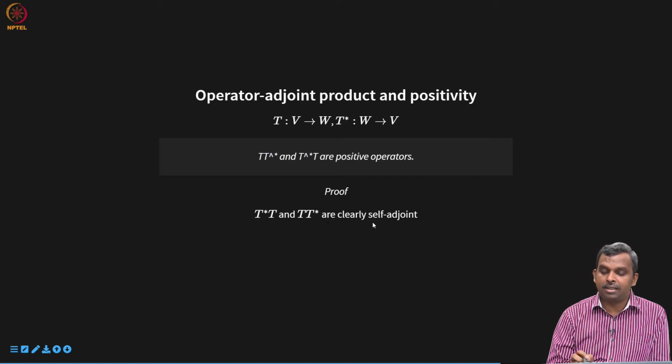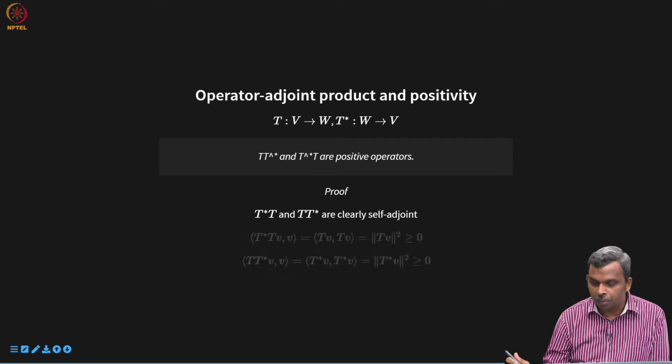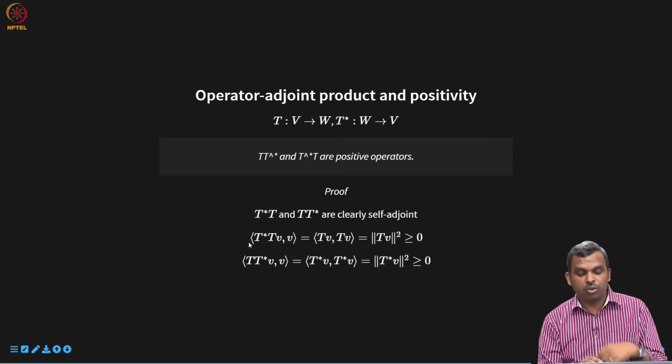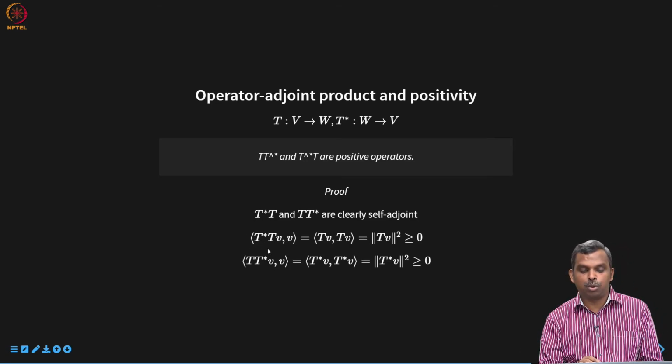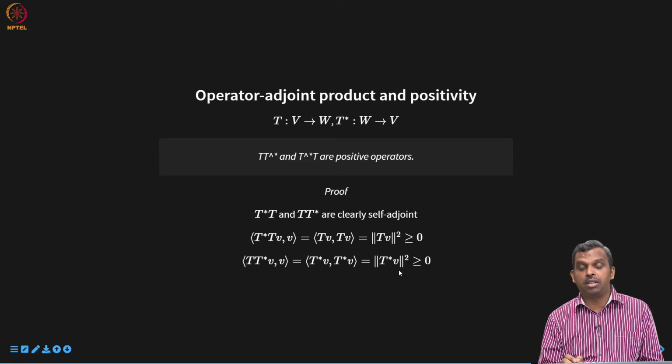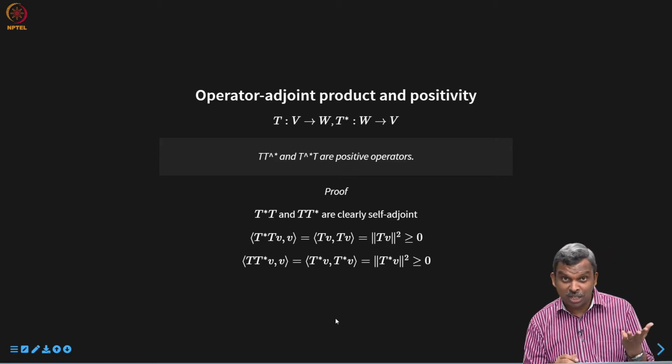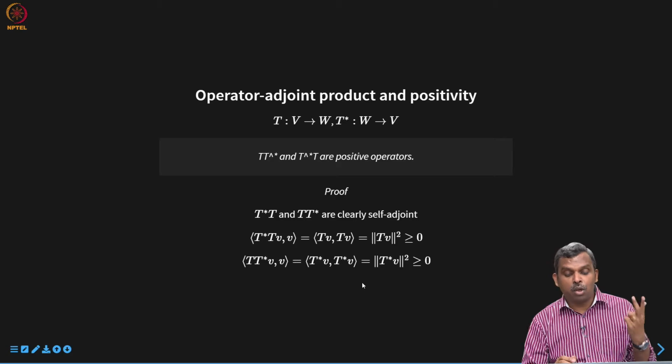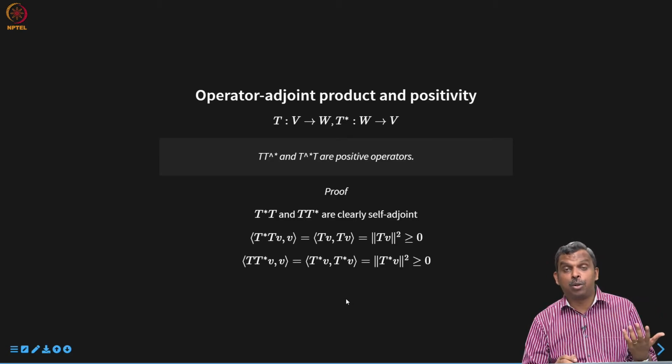T star T and T T star are clearly self-adjoint, there's no problem here. To show that they're positive, you just have to look at the inner product, push this T star to this side, and you get the norm of Tv squared. Push this T to the other side, and you again get the norm of T star v squared. So both of these are clearly positive operators. So we see projection is positive, we see that this operator-adjoint product is positive, all sorts of interesting properties are there for positive operators.